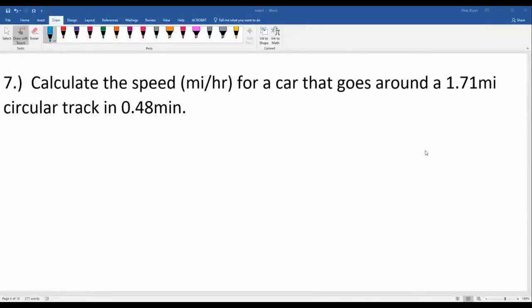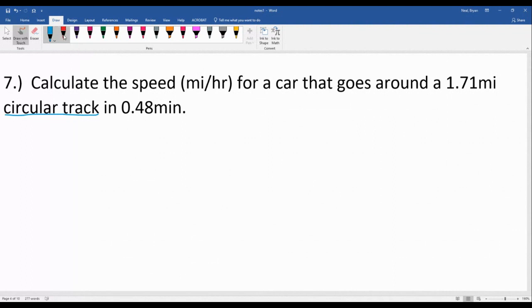All right, so let's take a look at question 7. This is important, and this is part of why we had to learn the difference between distance and displacement. But when we look at the speed of an object, it's actually not the same thing as the velocity of an object unless they're going in a perfectly straight line. But we can see here, this says that the car is going around a circular track.